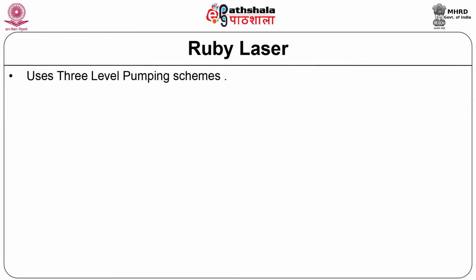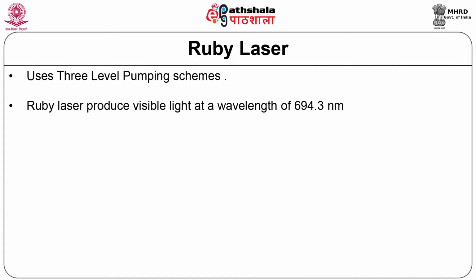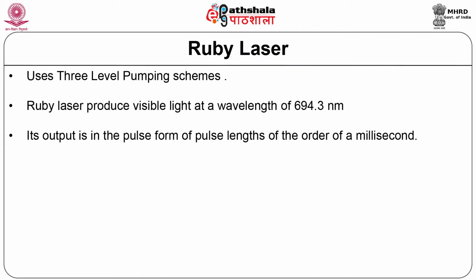Most of the lasers using this type of pumping scheme are pulse lasers, and the example is the ruby laser. The ruby laser is the first working laser, made by Theodore Maiman at Hughes Research Laboratories in 1960. Ruby laser produces visible light at a wavelength of 694.3 nanometer, which is a deep red color. Its output is in pulse form, with pulse lengths of the order of a millisecond.